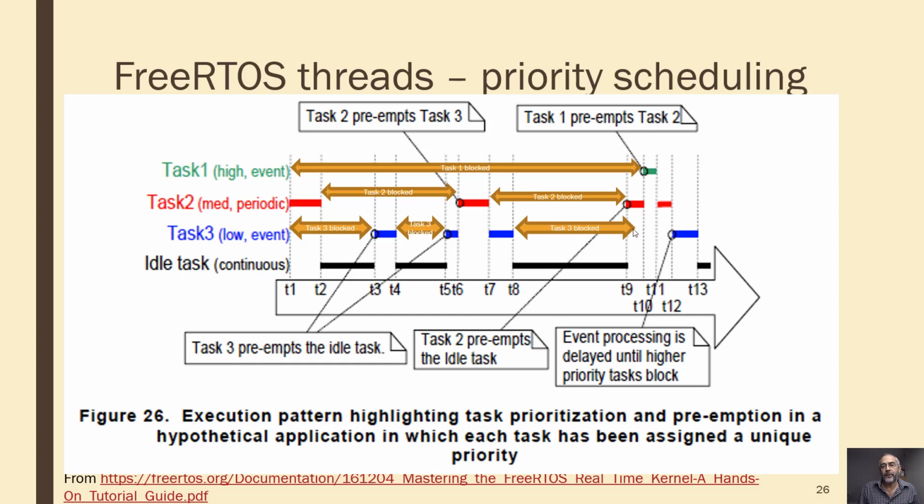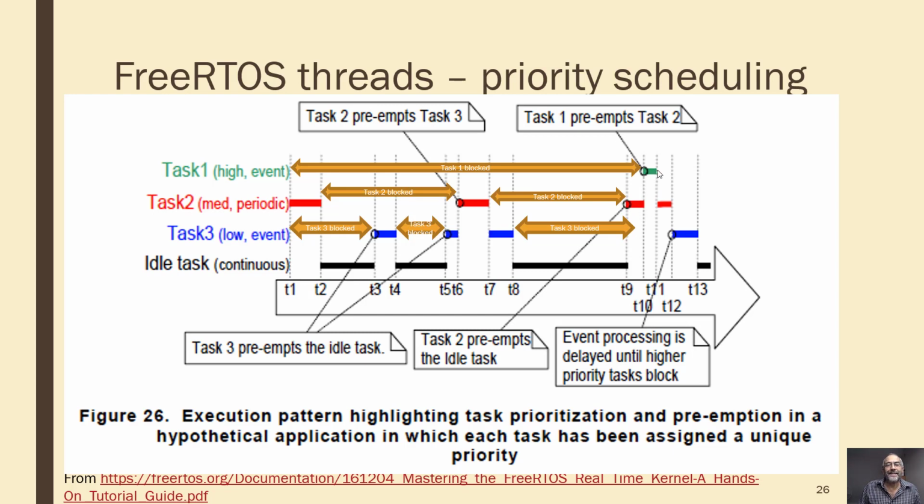T3 is being blocked until the end of the arrow here, somewhere between T9 and T10. Then the event occurs, so then it goes to the ready state, but it cannot run because there are higher priority tasks that are running. So T3 is ready from the moment that its event occurred at the end of the arrow until T12. And between T10 and T11, task 1 is running and 2 is also ready.